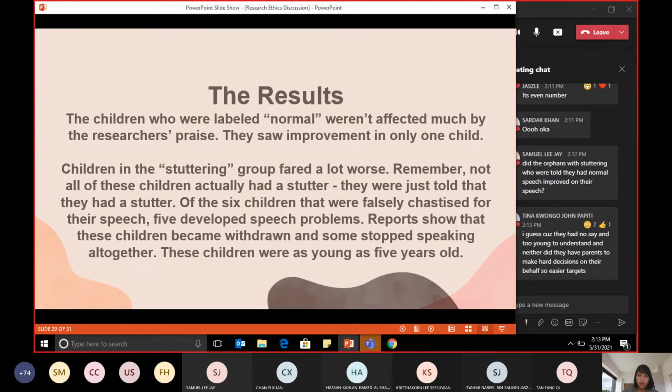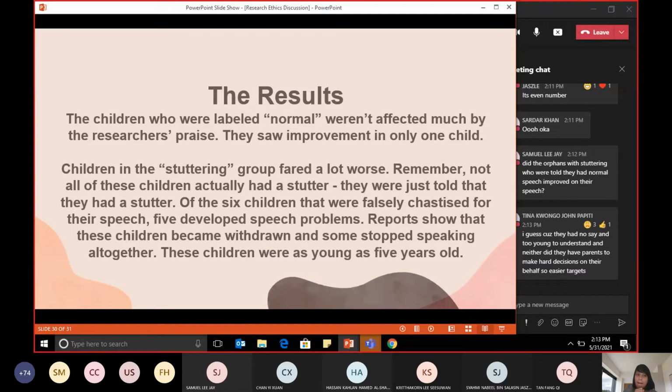So the results here: the children who were labeled normal weren't affected much. Why? They were praised. They were not tortured. They did not hear any negative phrases or words from the researchers. They could see only improvement in one child, but the stuttering group fared a lot worse.